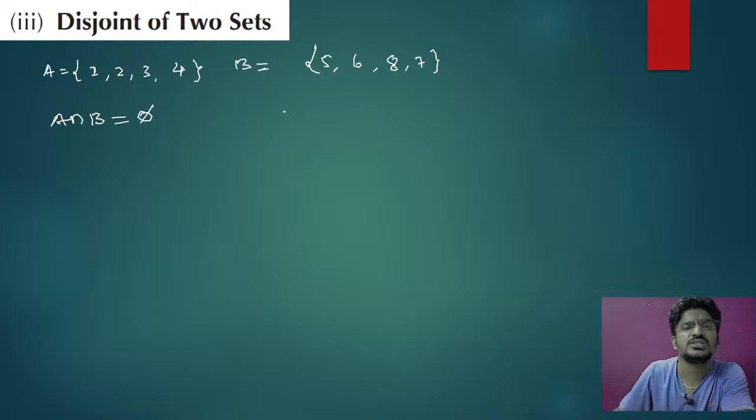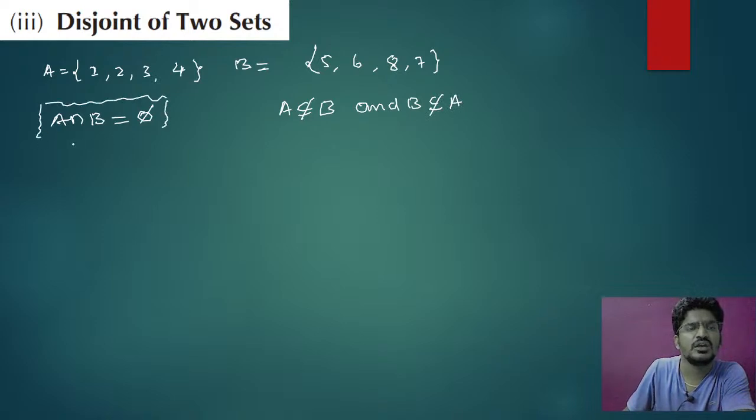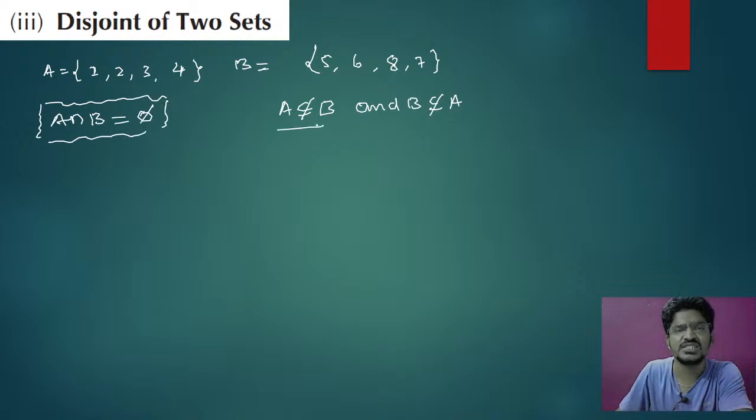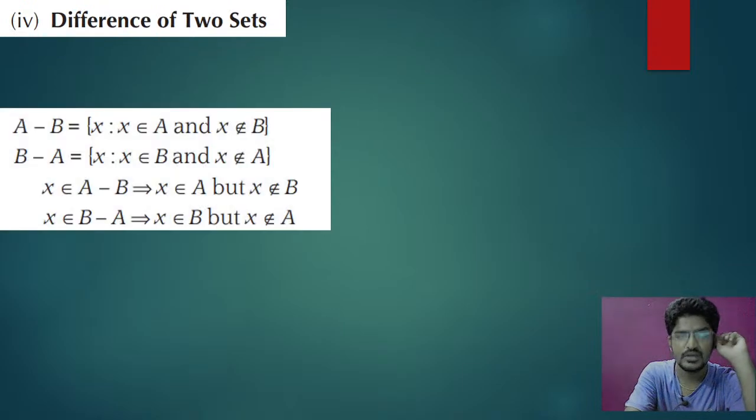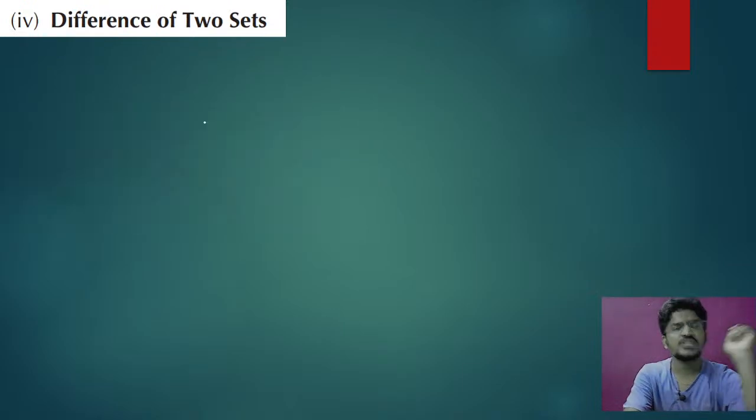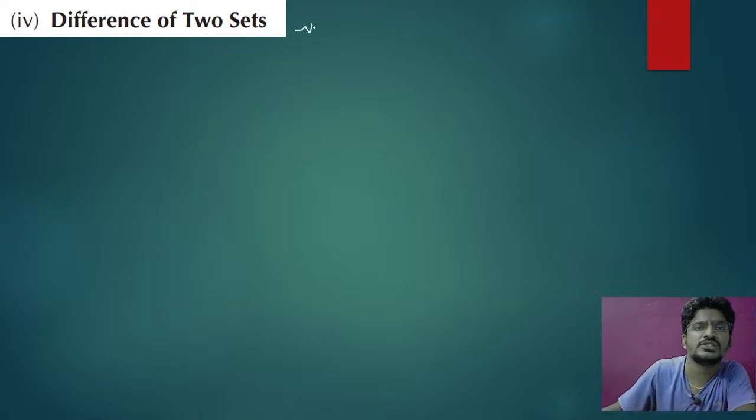Okay. So that means you can also see A is not a subset of B and B is not a subset of A. Therefore, if A intersection B is empty, if the sets are disjoint, then A is not going to be a subset of B and B is not going to be a subset of A. So therefore, we say that the two sets are disjoint. Very simple concept that you can understand. Clear?